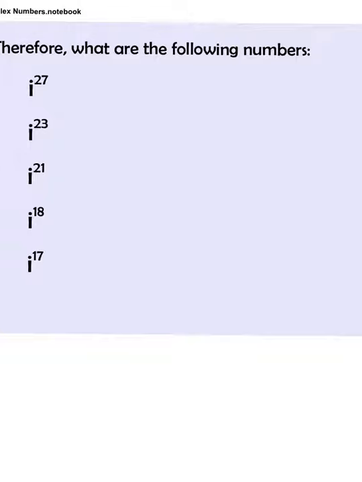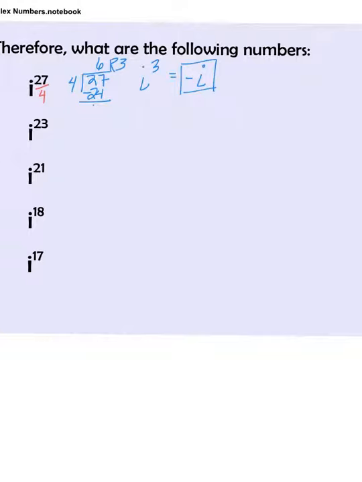Okay, so here's what we're going to do. We're going to divide 27 by 4. And so my long division is going to be 27 divided by 4. 4 goes into 27. 4 times 6 is 24. So that's going to leave me a remainder of 3. So since I have a remainder of 3, that's i cubed, and i cubed has a value of -i.